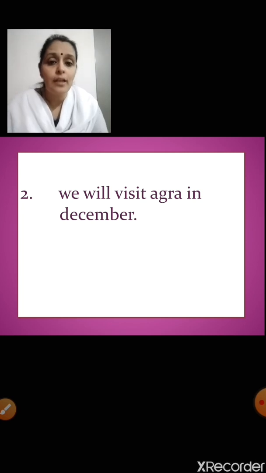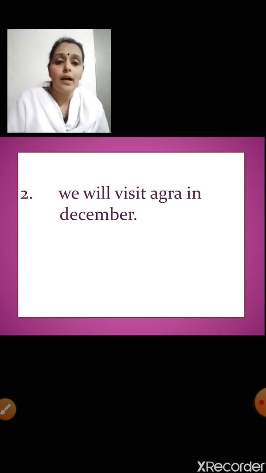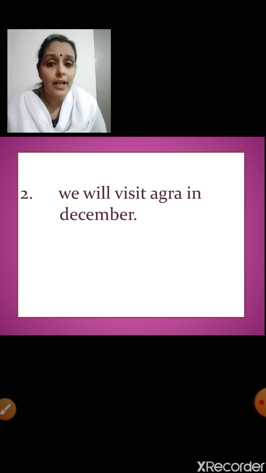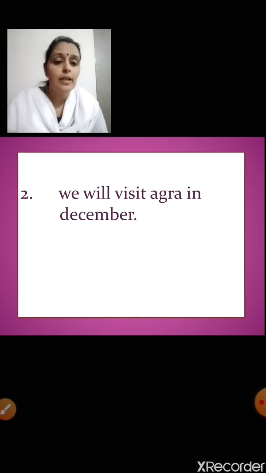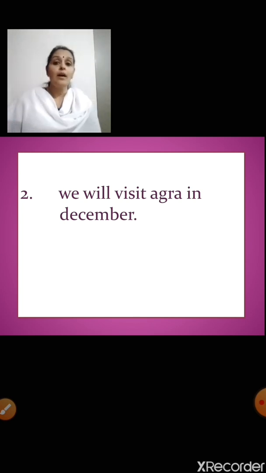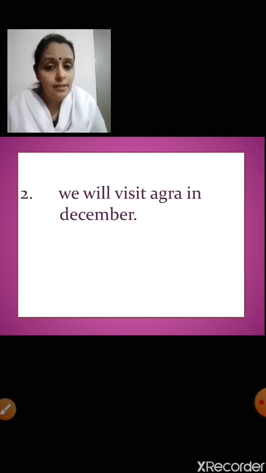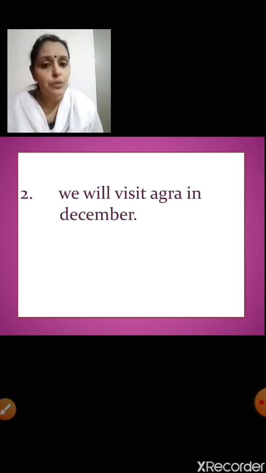Okay, let's see. We will visit Agra. The first letter should always be in capital. So W, the W has to be in capital. Then Agra is the name of a place. Again, special name of a place. So Agra, A has to be capital. And December is the name of a month. So D has to be in capital.